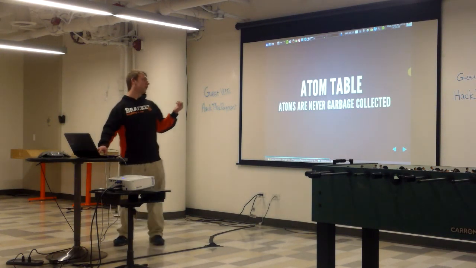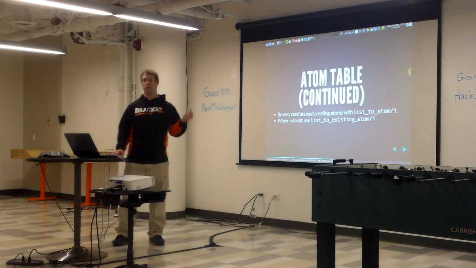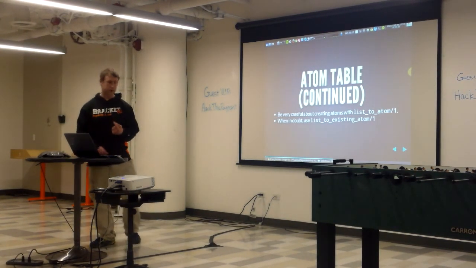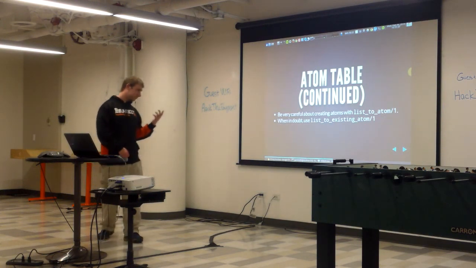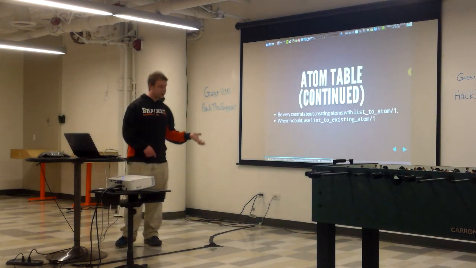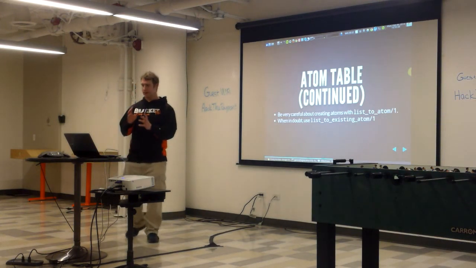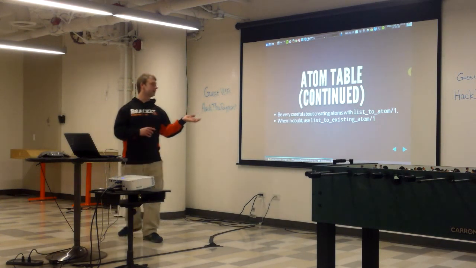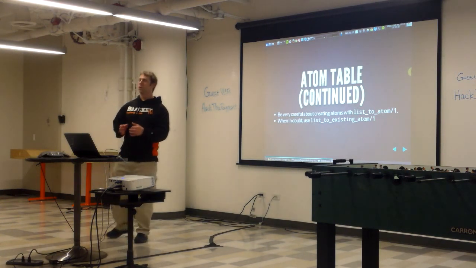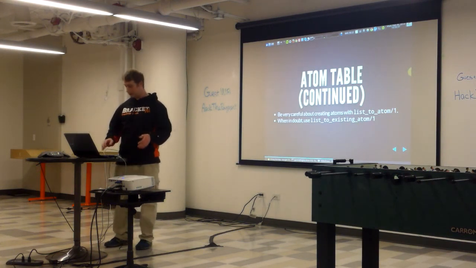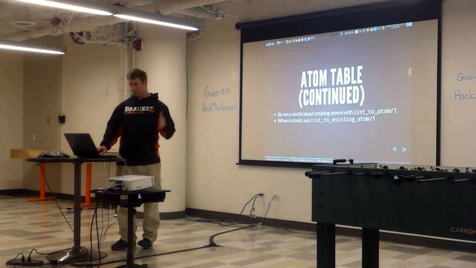Generally speaking, you want to avoid creating atoms on the fly like this unless you really trust the source. If you're not certain and you want to make sure that you're not going to crash the VM by creating tons and tons of atoms from user input, you can use the list to existing atom function, which will look through the existing atom table and say, is this already an atom? If it is, we're going to use it. And if it's not an atom, it just throws an error.